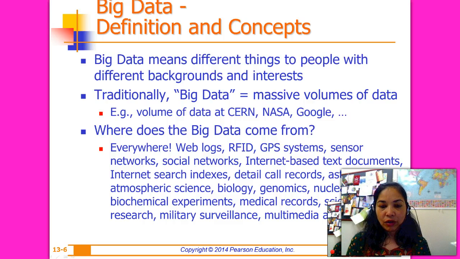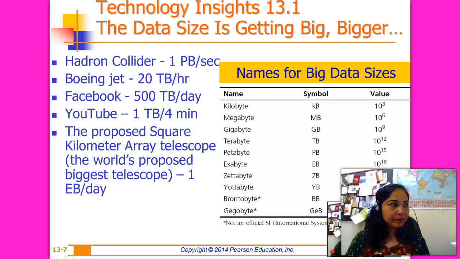We will next look at the data size, starting with kilobyte, which is 10 to the power 3, to megabyte, which is 10 to the power 6, 10 to the power 9, 10 to the power 12, petabyte 10 to the power 15, on and on. So the data size is getting bigger and bigger.